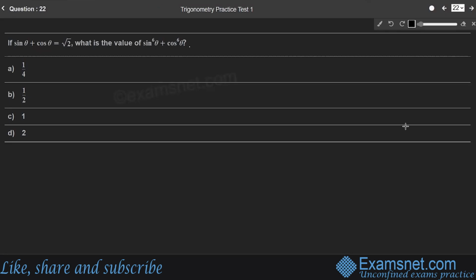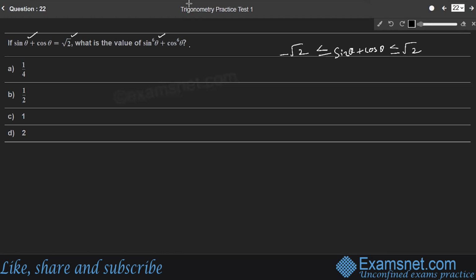Question number 22. If sine theta plus cos theta is equal to root 2, what is the value of sine raised to 6 theta plus cos raised to 6 theta? So an easy question, students. We all know that the sum of sine theta and cos theta lies between minus root 2 and plus root 2. Here sin theta plus cos theta is equal to root 2. So lies between means it can be equal to root 2 or minus root 2, right?